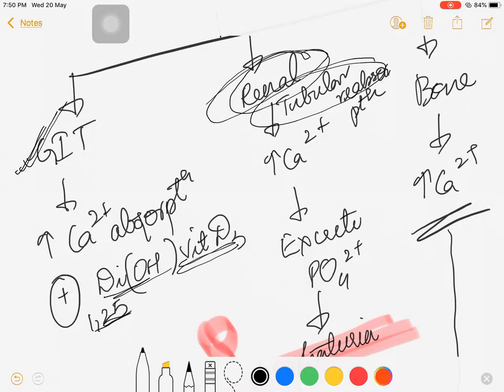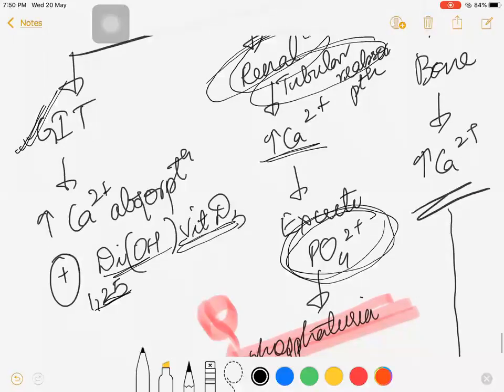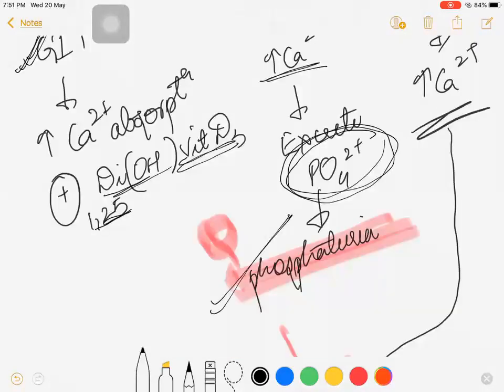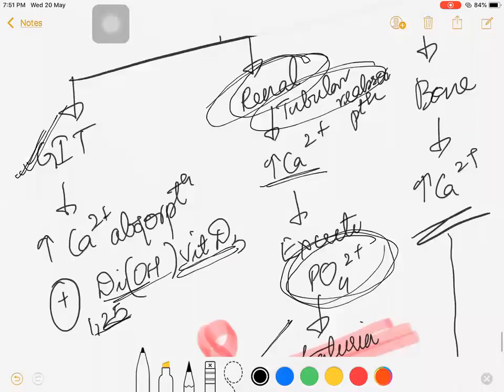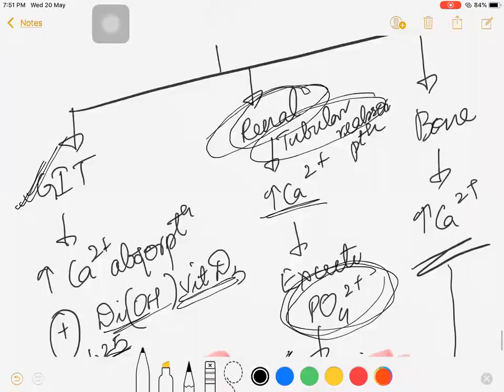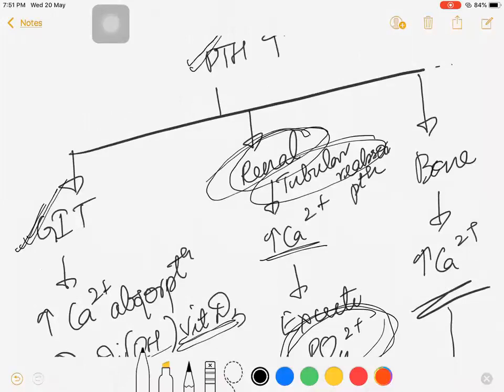The kidneys say, okay, in the tubules I can reabsorb the calcium, but for that you have to exchange it with phosphate. So it goes to the tubule, absorbs calcium and excretes phosphate. You have to know there will be phosphaturia. This is another important MCQ: what will be the urinary changes when parathormone is acting? Okay, the renal system is also done.